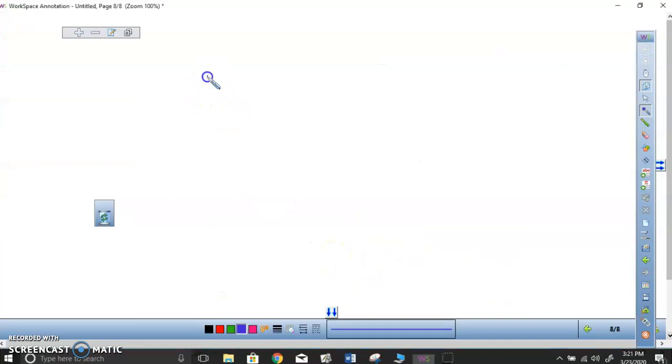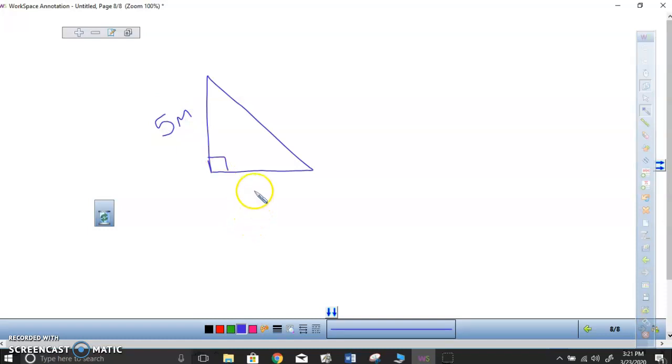So to actually work problems here, let's say I have a right triangle with a right angle. They'll give you measurements. Like they may say this is 5 meters. This one's going to be 6 meters. And they may say, what is the diagonal distance? Or what's the missing length?